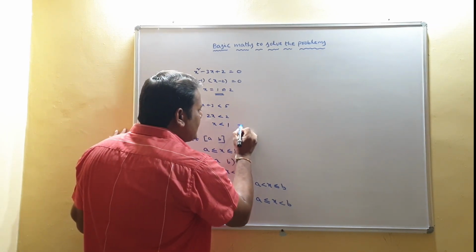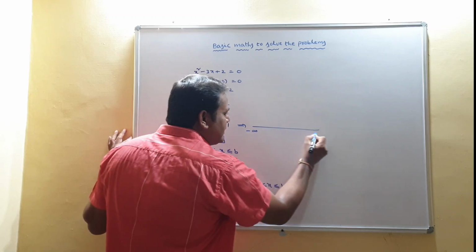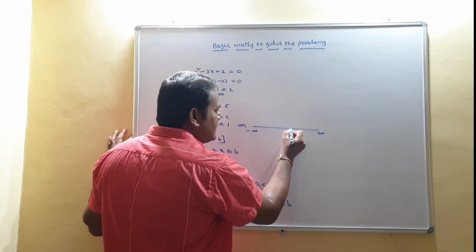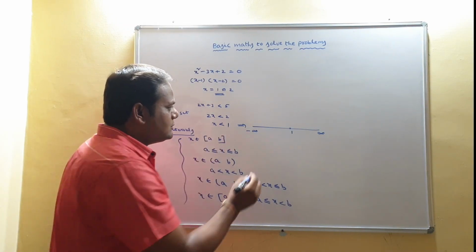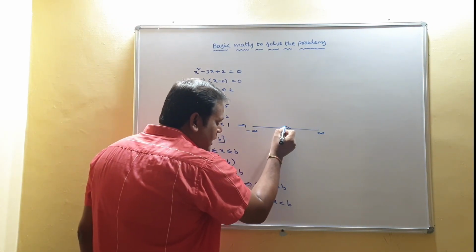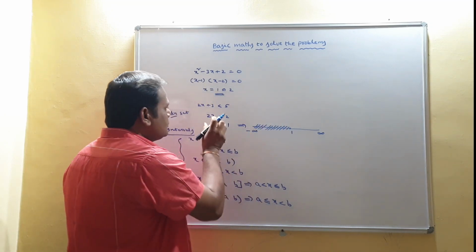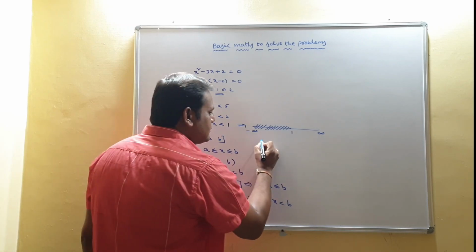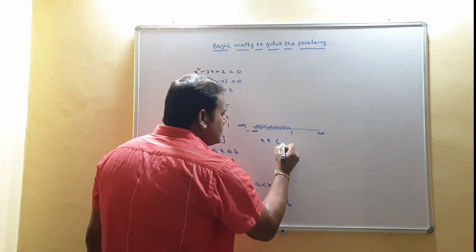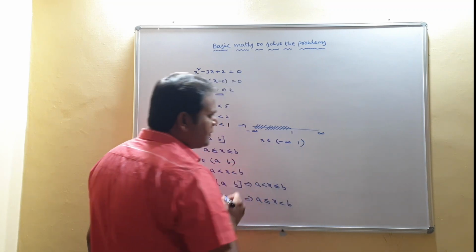So x less than 1 means what? I am taking a real line. Suppose it is minus infinity and this is plus infinity, and here we have 1. So what is the answer we got? x less than 1. So x less than 1 means all the numbers less than 1 are solutions to this inequation. So how to represent that solution set? That is, x belongs to open interval minus infinity to 1.